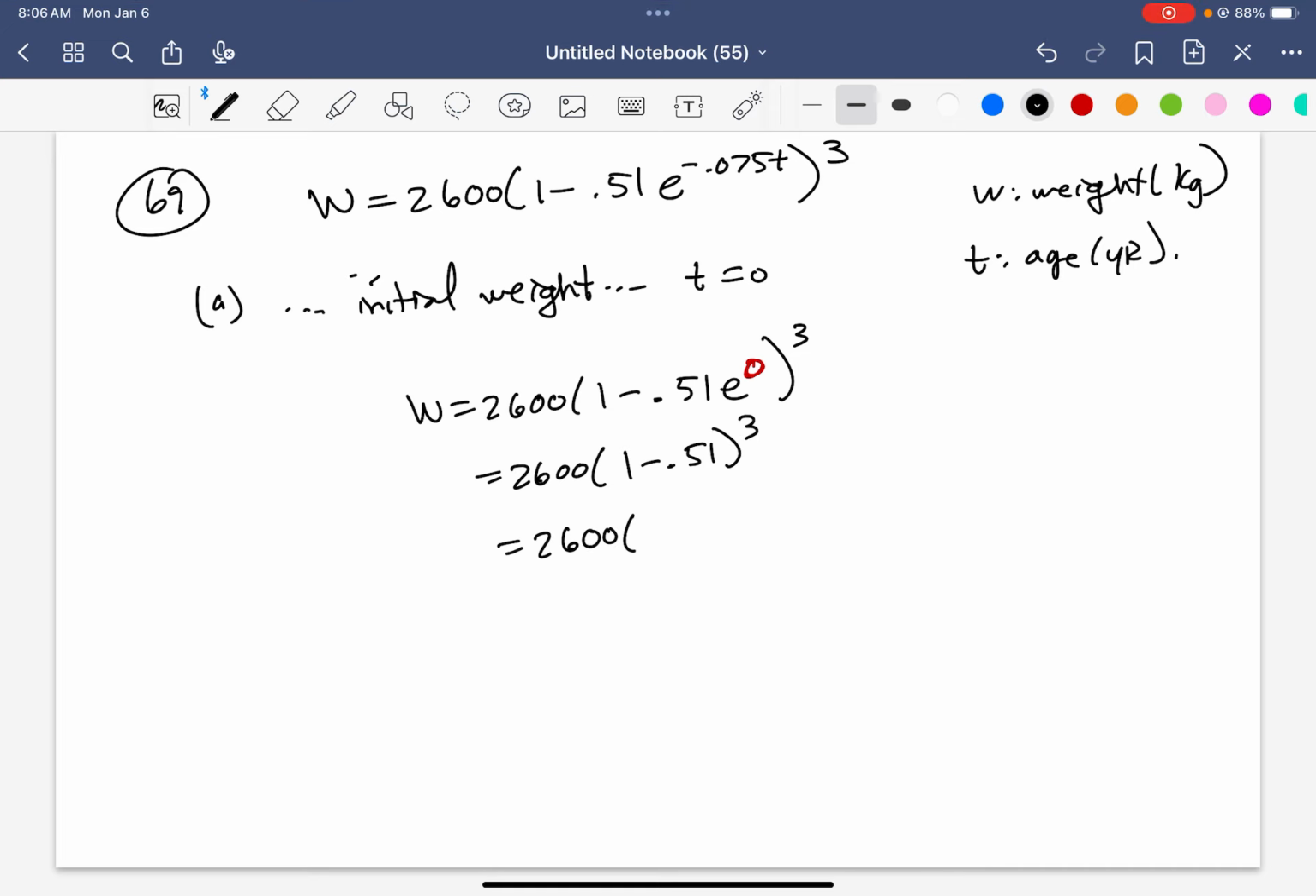So that's 2600 times (1 minus 0.51) cubed. Well, that's 2600 times 0.49 to the third. Okay, thank you for not typing that in. 2600 times 0.49 to the third. And that's going to be approximately 305.9 kilograms at birth.